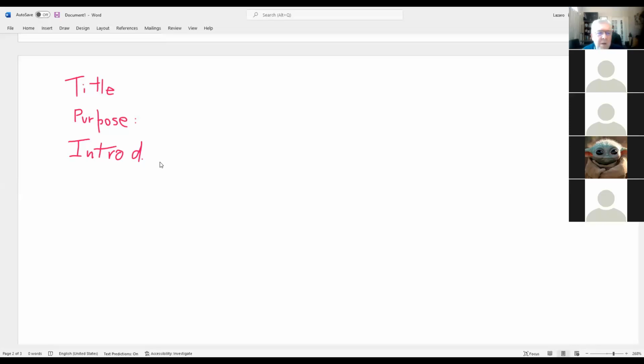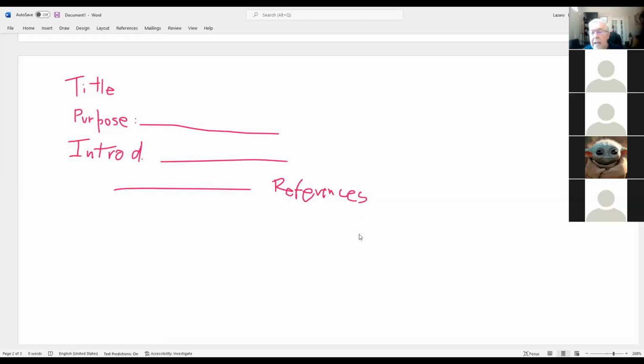Then the introduction will be one or two paragraphs about what you are talking about, what you are going to do during your lab. And remember that you have to use references and report them at the end as you have done, in APA style. Got it?